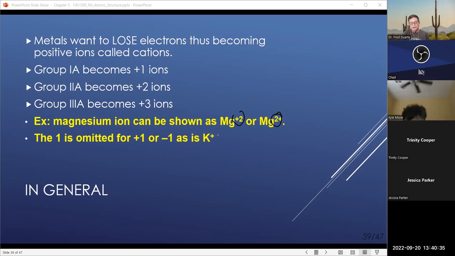And it's not necessary, if it's a single charge, to put a 1. You can just leave it as potassium plus, like here, or if it's a single negative, leave it as chloride with a negative charge like that. You don't have to put a -1. If you do, that's fine too, but if you don't, that's all right. Either one's correct. But the thing to remember is the charges are written as a superscript on the right side.